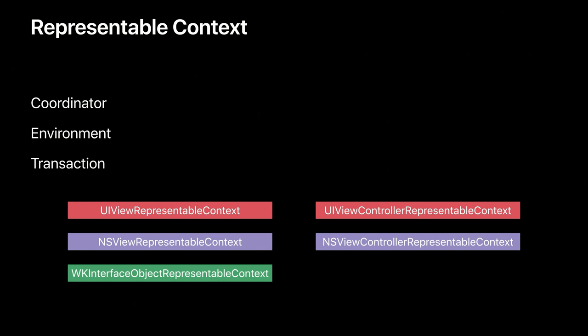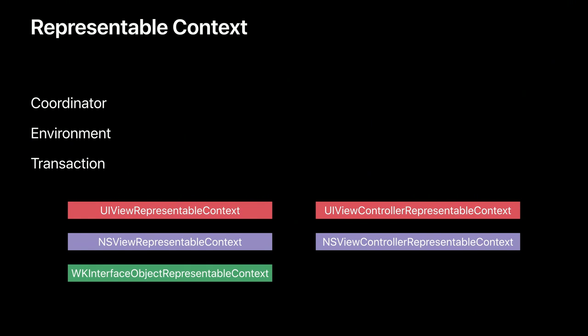The next property is the environment, which will help you read about SwiftUI's environment. This could be the system environment, like color scheme, or size classes, or layout direction. Or it could be app-defined custom environment properties. Finally, the transaction property lets our views know whether or not there was an animation in SwiftUI. The representable context is available for views, view controllers, as well as interface controllers.